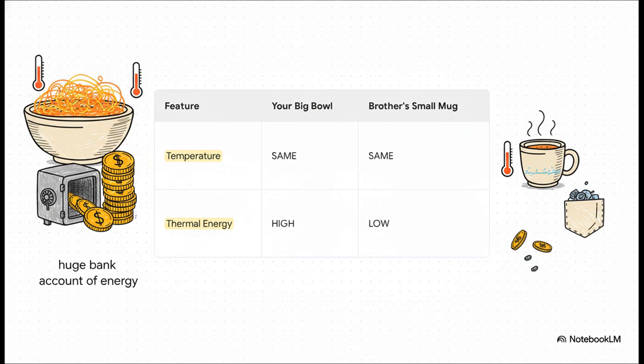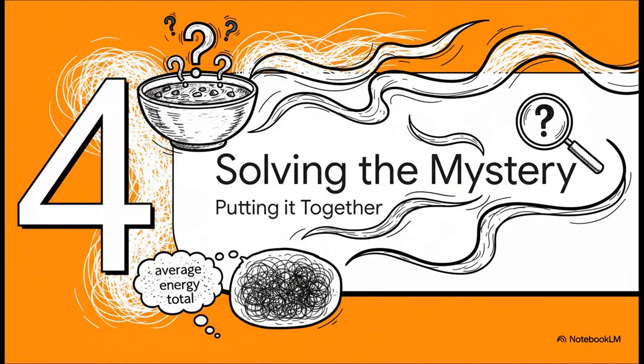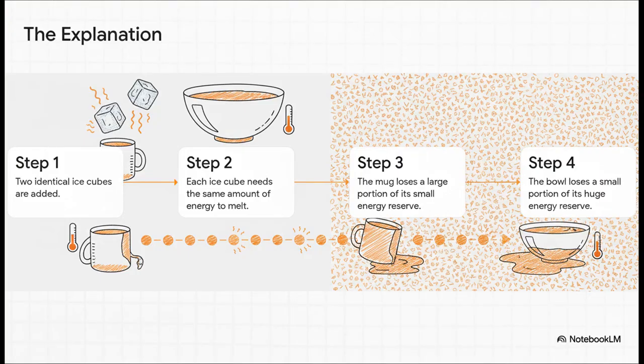It was more like having just a little bit of pocket change. All right, we've got our two key ideas on the table: average energy, which is temperature, and total energy, which is thermal energy. We have everything we need now. Let's finally solve this soup mystery. Okay, here's exactly how it went down.